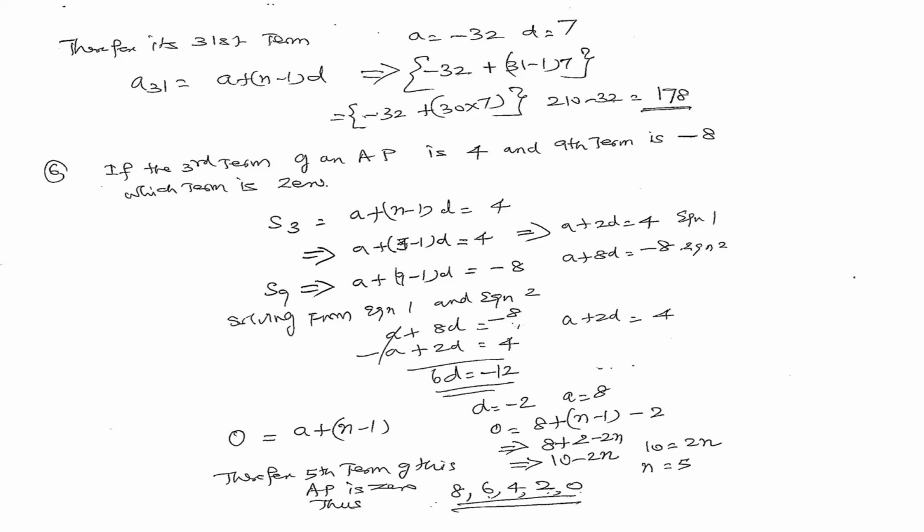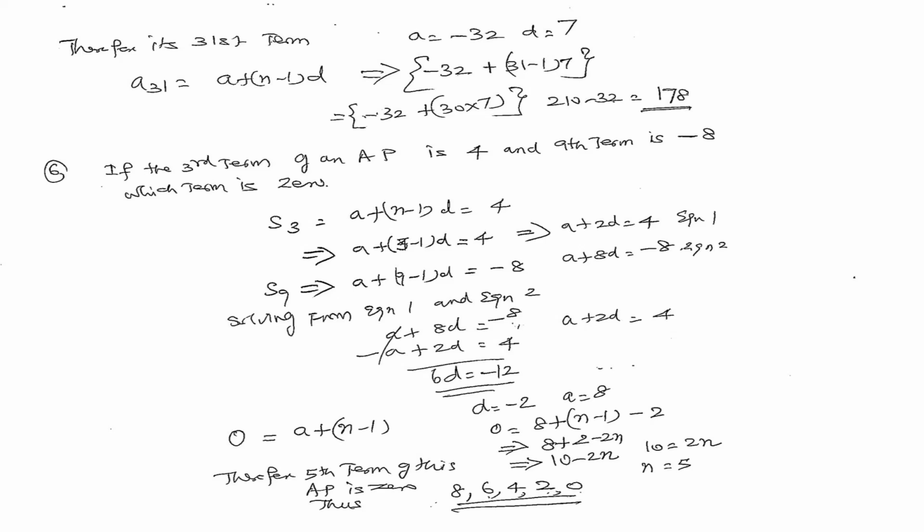In problem 6, if the third term of an AP is 4 and the ninth term is -8, which term is 0? Now A3 = A + (n - 1)D, which is equal to 4. That is A + 2D = 4, equation 1. A9 = A + (n - 1)D, therefore A + 8D = -8, equation 2. Solving equations 1 and 2, you get D = -2, A = 8.